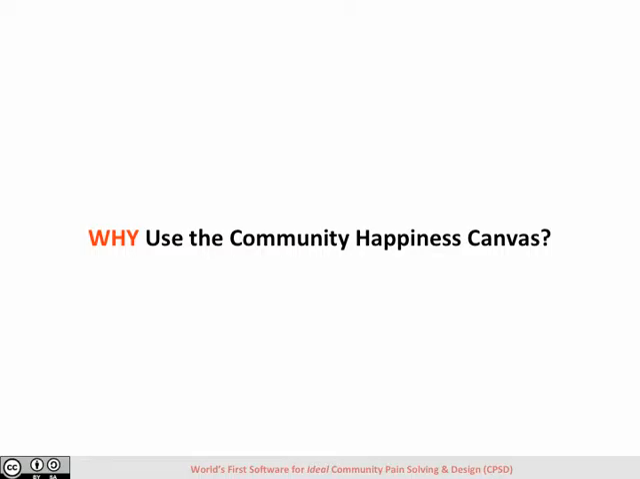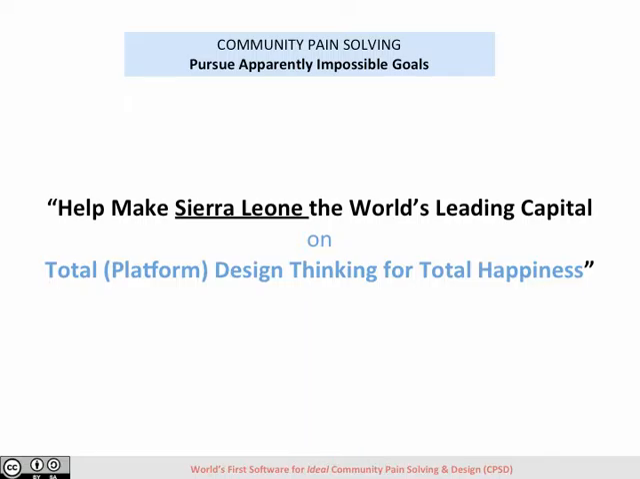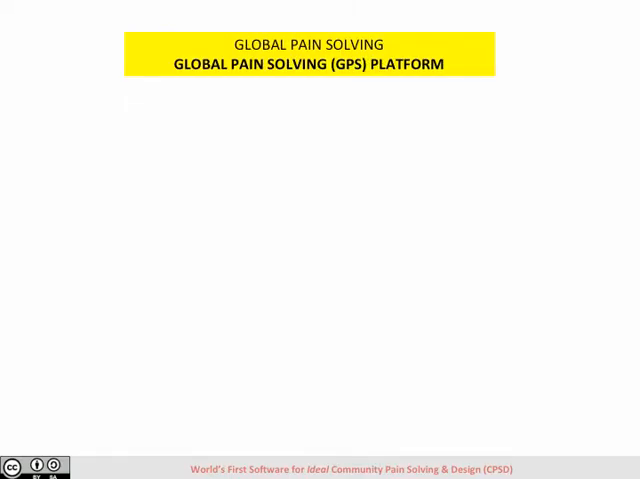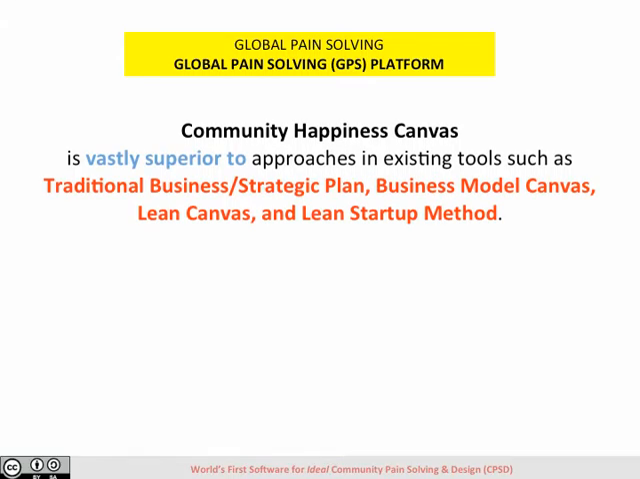So why use the community happiness canvas? There are many reasons why you might use it. You might use it to pursue apparently impossible goals. In this case, an example of an apparently impossible goal is to help make Sierra Leone the world's leading capital on total design thinking. So that's one objective, and you can choose others at a community level, or you can think of global pain solving, where you are focusing on global pain or global problems.